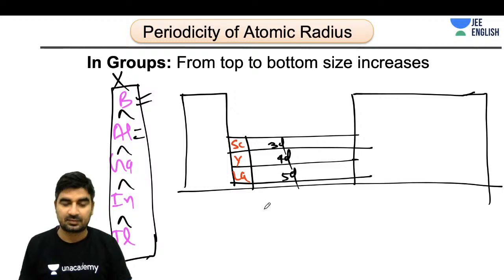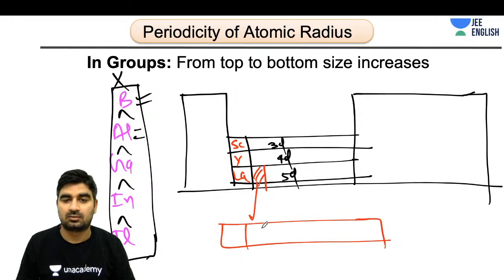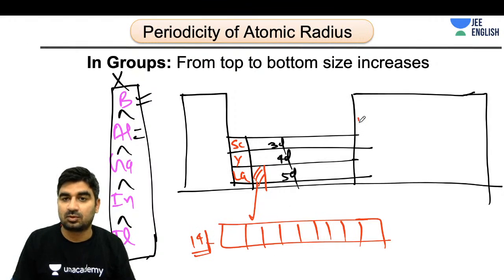LA. Got it? So here we have F block elements, 14. So guys, boron, aluminium, gallium.